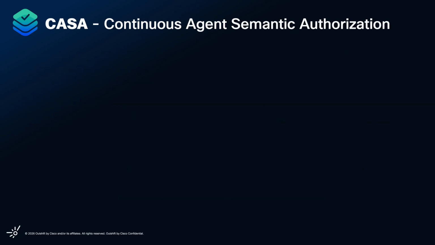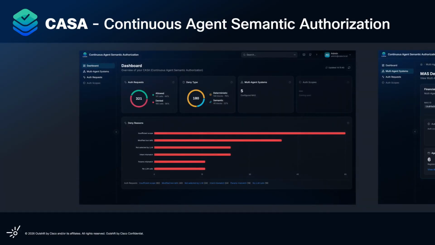Let's take a look at the Explorer UI, which provides a read-only observability dashboard for monitoring and managing multi-agent system activity. The main dashboard gives you an overview of all configured multi-agent systems, application counts, and tool call decisions, showing how many were approved versus denied, along with the reasons for any denied tool calls.